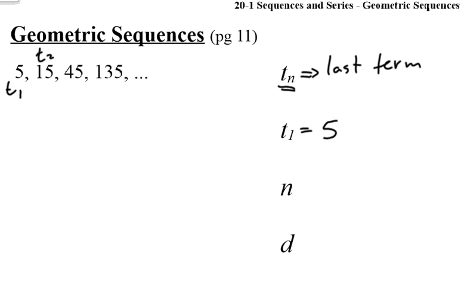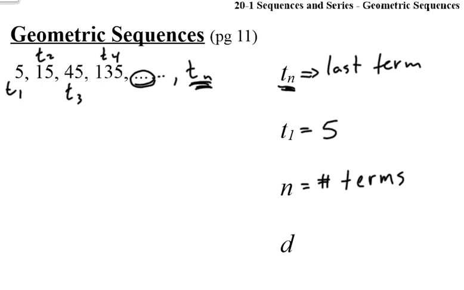T2, term 2, is 15. Term 3 is 45. Term 4 is 135. So we can just keep going, and we'll finish with some unknown term whenever this sequence is supposed to end. That's what T of n represents. N, same as always, is the number of terms. In this case, we don't know what n is because of the ... telling us there's an infinite sequence, meaning it's just going forever. It doesn't tell us where it stops.